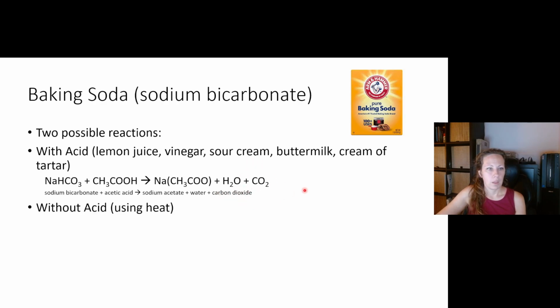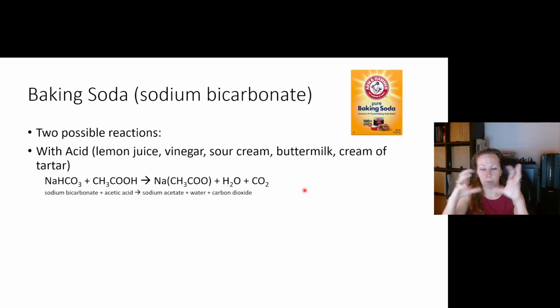Okay, and so that CO2 is going to make pockets of CO2 in the batter or dough, and ideally you get that product started cooking before it can escape, and so as it cooks, that matrix around it hardens, and you're left with a nice little air pocket in your product.